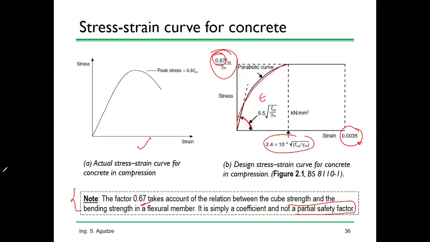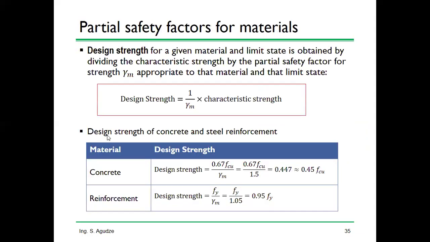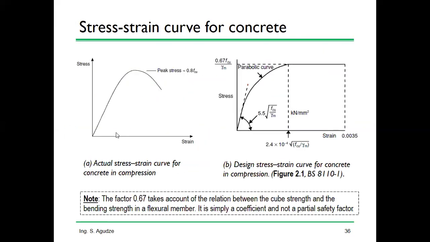So if one day I ask you to calculate the design strength of concrete, you can't just say it's FC over gamma M. It's 0.67 FC over gamma M. And that's what you must note.